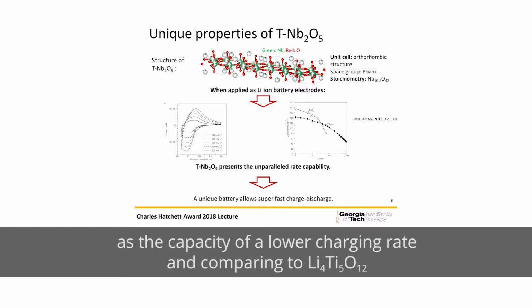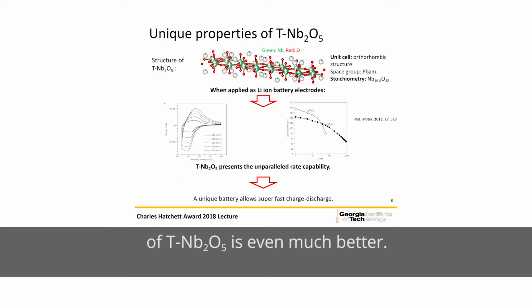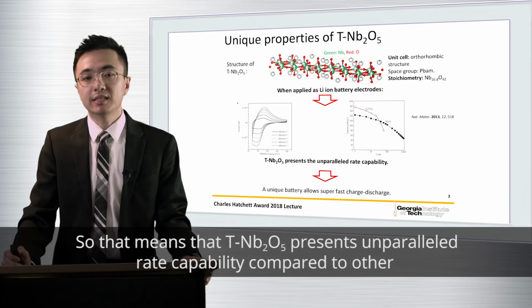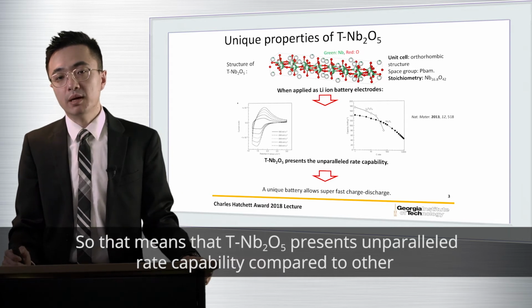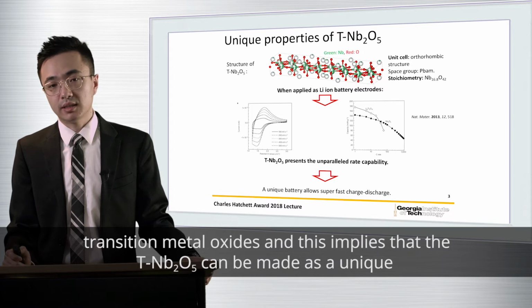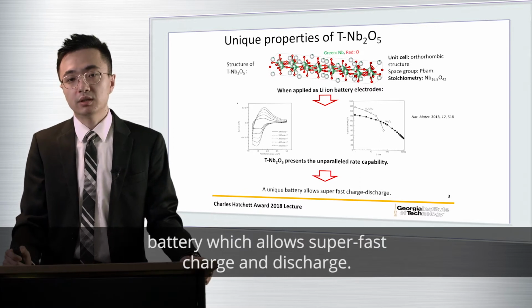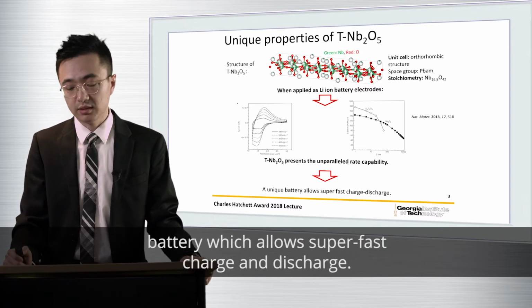And comparing to lithium titanium oxide, which was known for its good rate capability, we can see that the rate capability of T niobium oxide is even much better. So that means the T niobium oxide presents unparalleled rate capability compared to other transition metal oxides. And this implies that the T niobium oxide can be made as a unique battery which allows super fast charge and discharge.